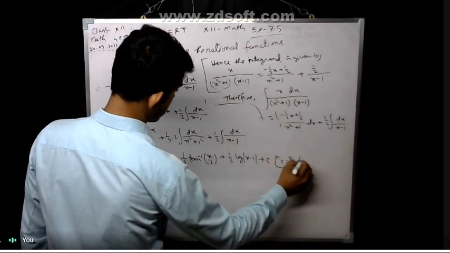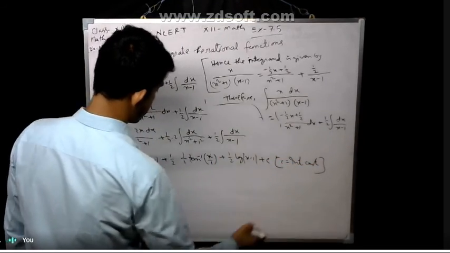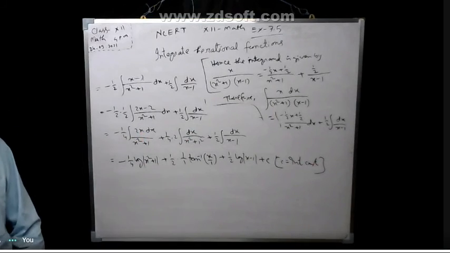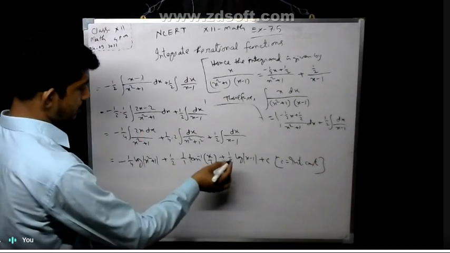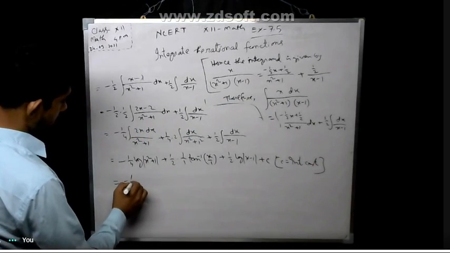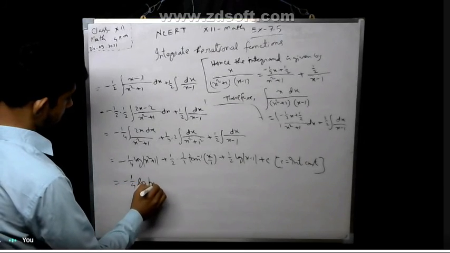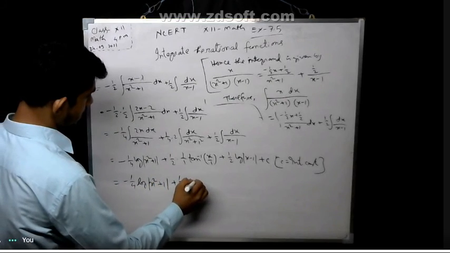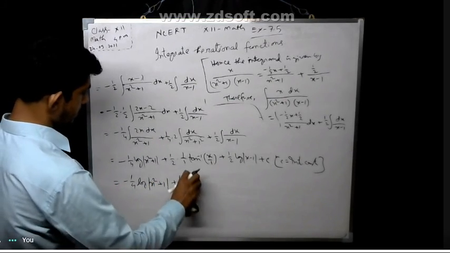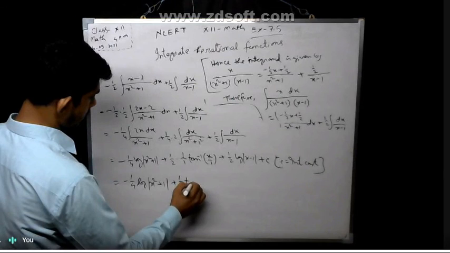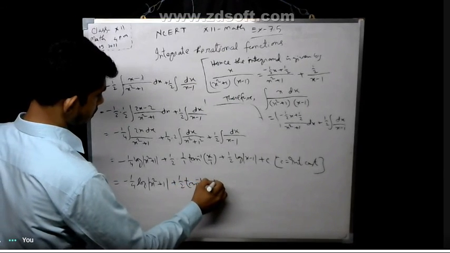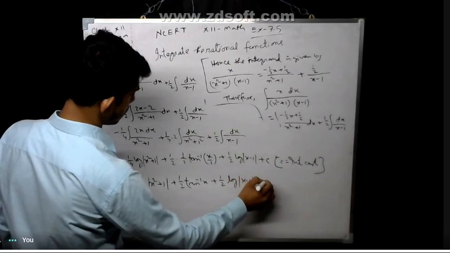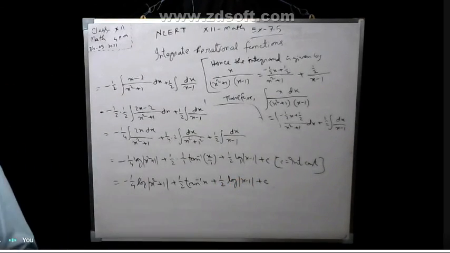Equal to the integration constant. Okay, this is the required answer. You can simplify it: minus 1 by 4 log of x square plus 1, plus half into tan inverse x, plus half into log of x minus 1, plus c.